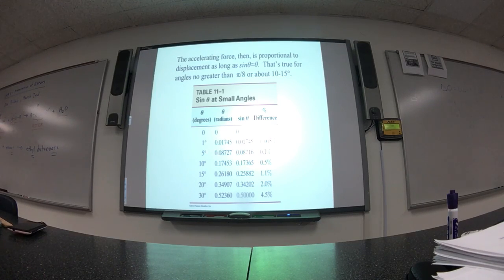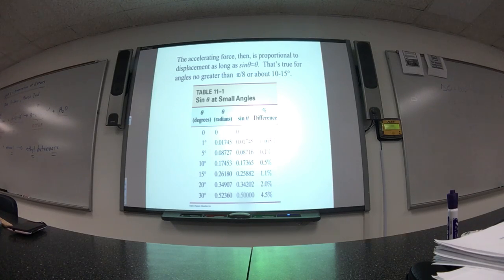So if I plugged in 1 degree, which is 0.01745 whatever in radians, if I plug that into my calculator, I will get that number, which is a very, very small percent difference. If I plug in 10 degrees, I get a 0.5% difference. If I plug in 30 degrees, I get a 4.5% difference. So it's not that crazy. Usually, we're kind of chilling in that range of 10 to 15 degrees for a simple harmonic motion. That's usually where we are.